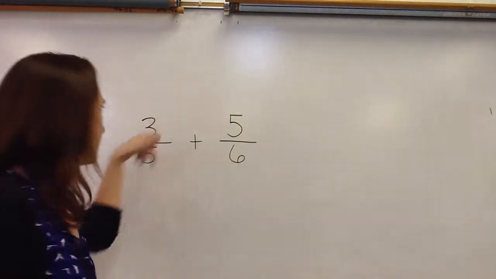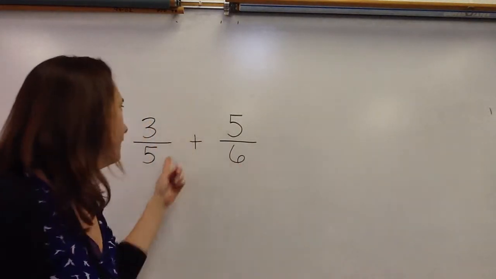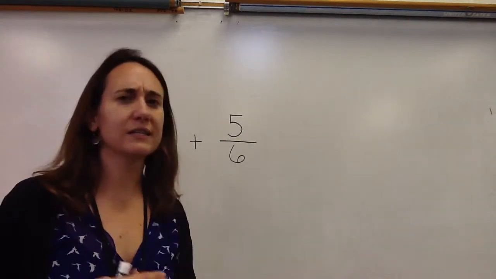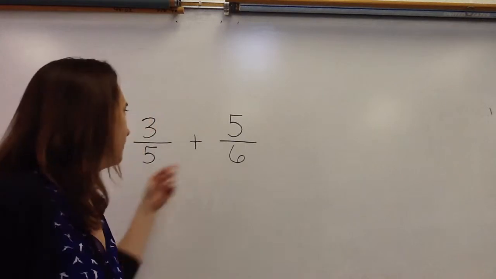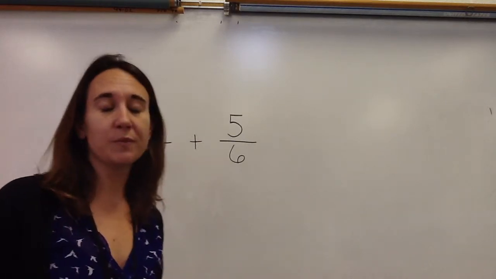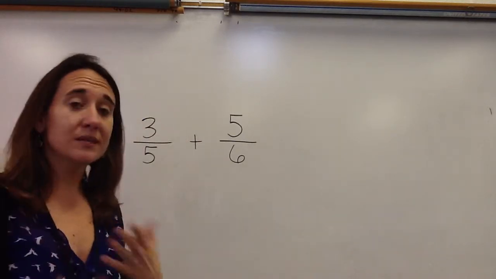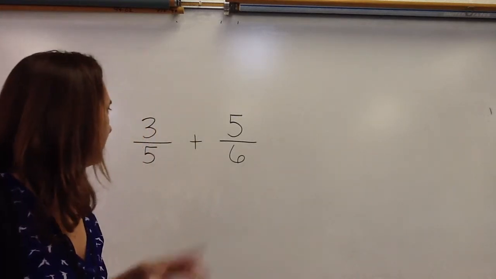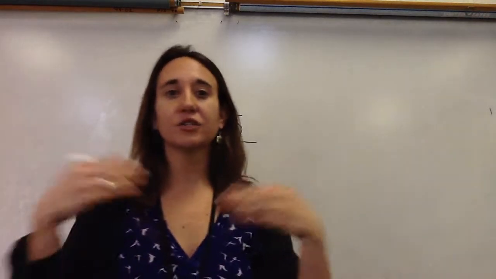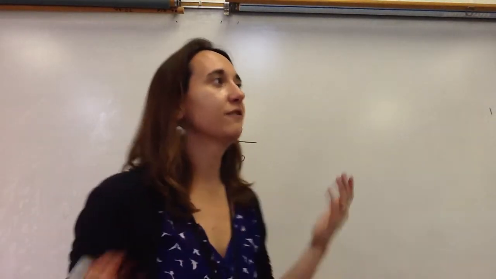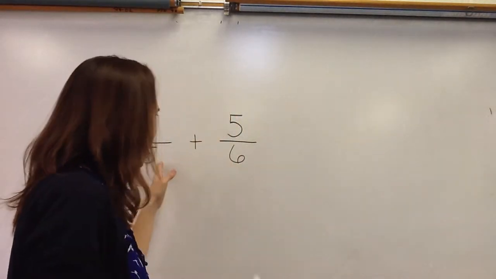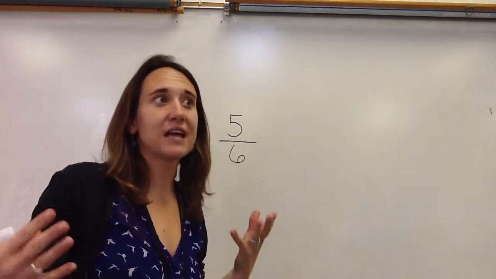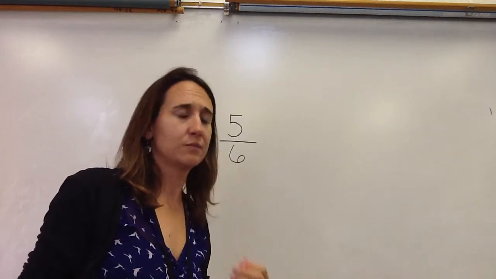For example, in this one, they're asking you to add 3/5 plus 5/6, and you say, okay, I'll just make this 5 into the 6, but wait a second, I can't. 5 cannot be multiplied by something and equal 6. So in this case, you're going to need to what's called cross multiply. Remember, you're trying to find something you can multiply this by, and something you can multiply this by, to get a common denominator. You have to have a common denominator before you can add or subtract fractions.